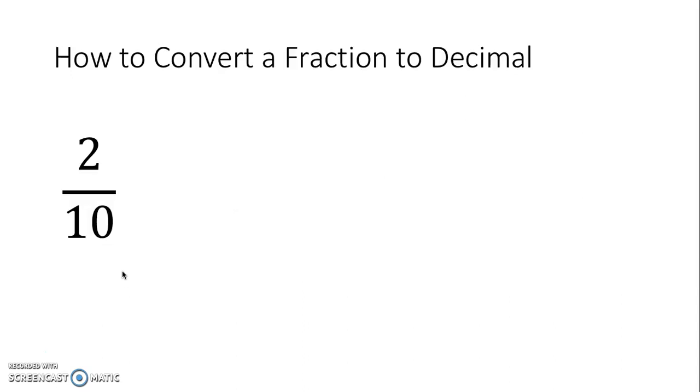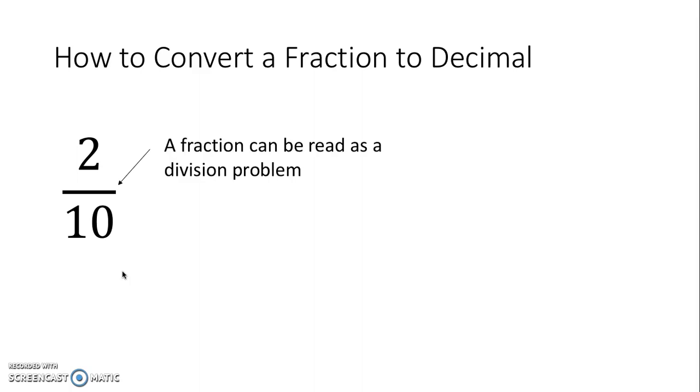Alright, so let's get into how we convert a fraction to a decimal. As you know and hopefully recall, 2/10 is a fraction, and fractions can be read and written as division problems. Remember that fraction bar is the same thing as the division symbol. So 2/10 you can also read as 2 divided by 10. When we are trying to find the decimal, you simply write it as a division problem.